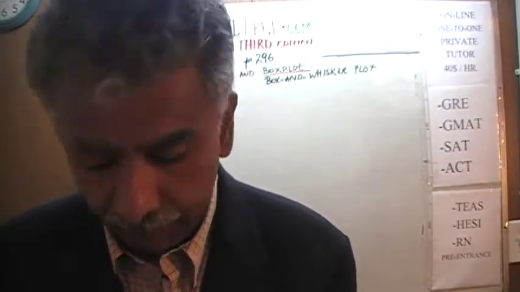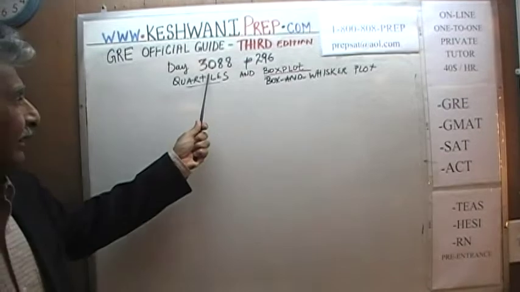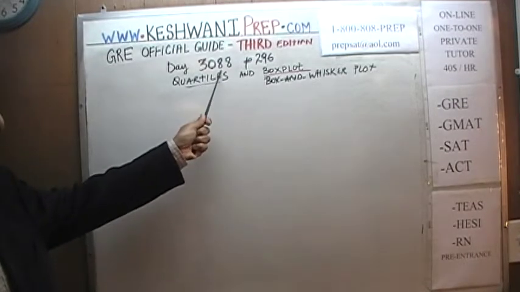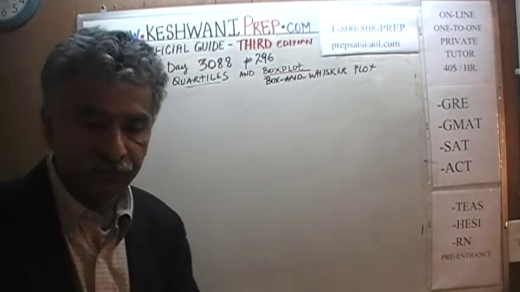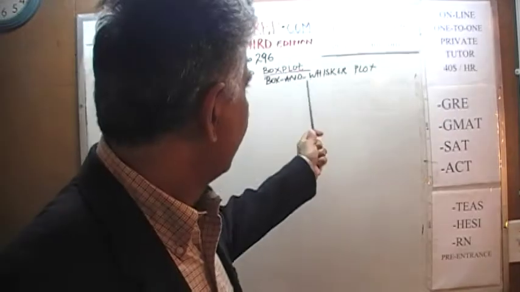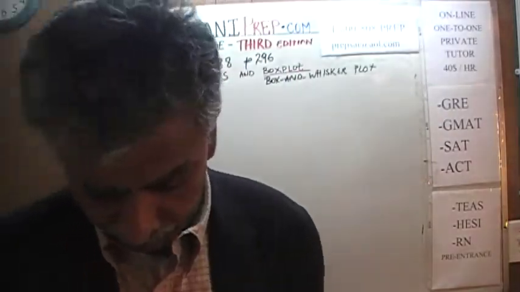Today is our lesson number 88. The 3088, 3 is to indicate that we are in the third edition, day 88. We are on page number 296, and today we'll discuss the topic of quartiles and the box plot. Box plot is also sometimes known as box and whisker plot.